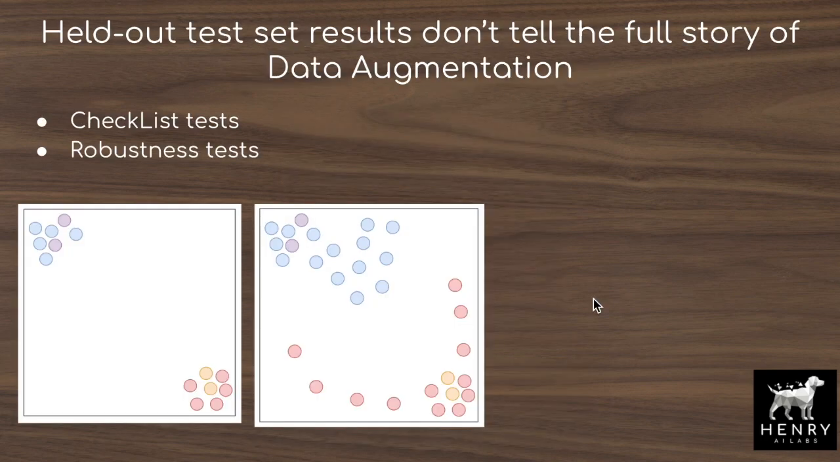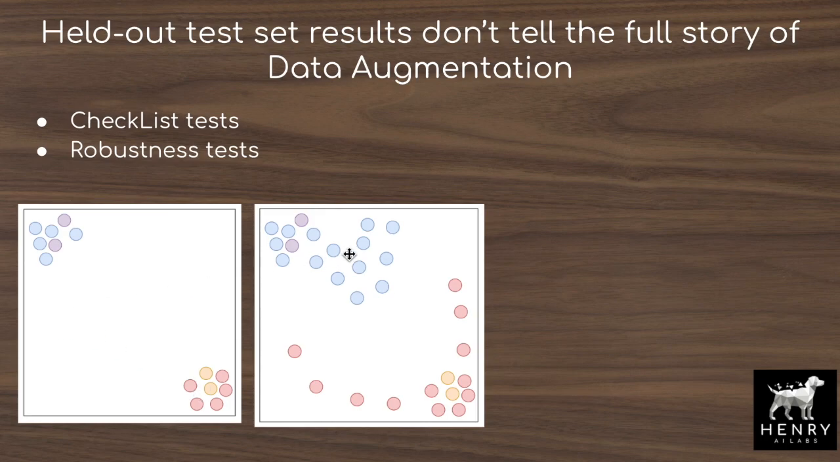Another component of this story, in my view, is that the held out test set results don't really tell the full story of how data augmentation is improving these models. So you might have data distributed in this kind of silly example where the positive examples are in the top left corner and the negative examples are in the bottom right. The blue is what we're seeing in the training set and the purple is what is in the test set, and then red is in the train set, orange is in the test set.